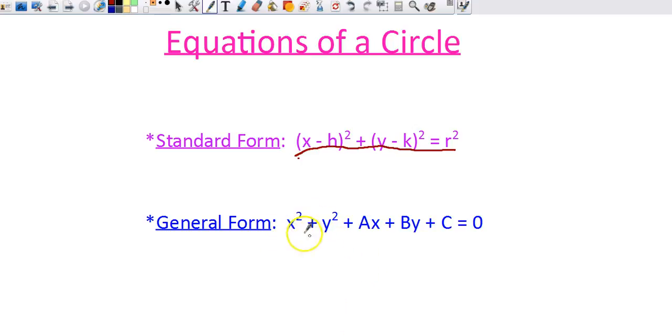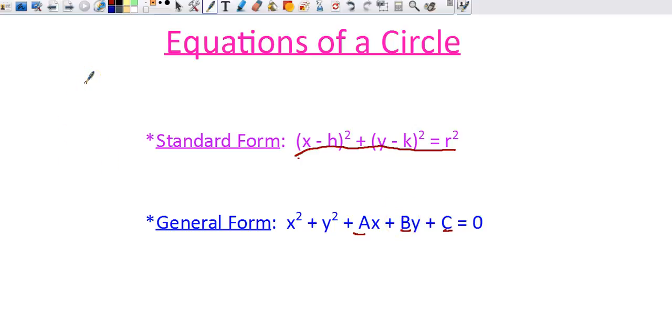The more general form of the equation of a circle, you'll notice, doesn't have the parentheses. It has the x squared by itself and the y squared by itself, plus ax plus by plus c equals 0. And you've got to ask yourself, what are a, b, and c? What do those represent? Well, let me give you a quick example of this.